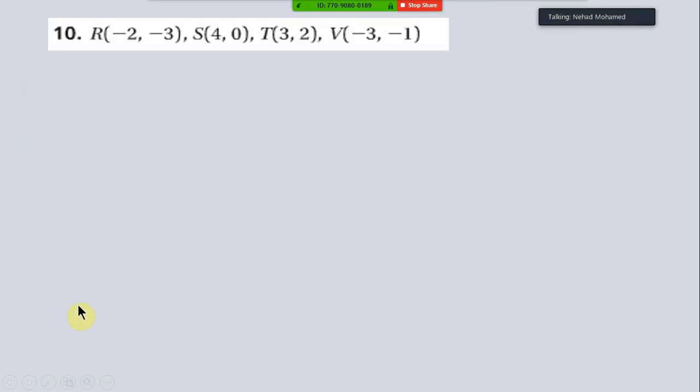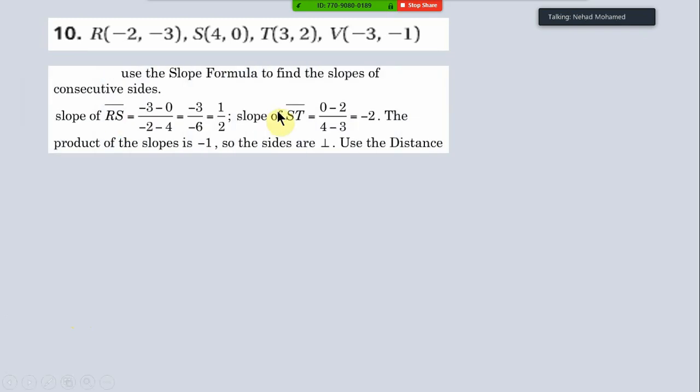Okay, this one, RSTV: RS and ST, two adjacent sides. The slopes' product is negative 1, so they are perpendicular. Rhombus? No. Perpendicular, so it is a rectangle. Excellent, rectangle.